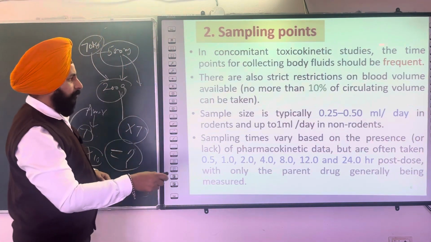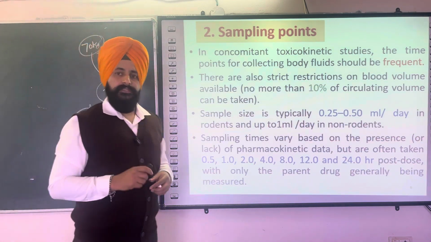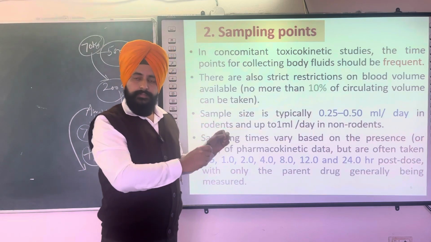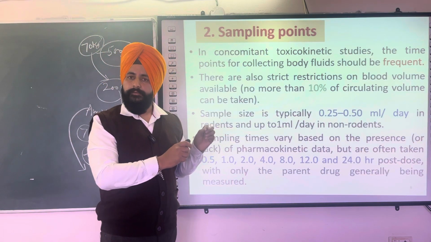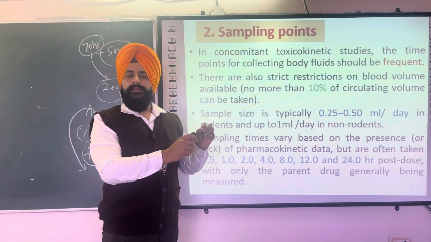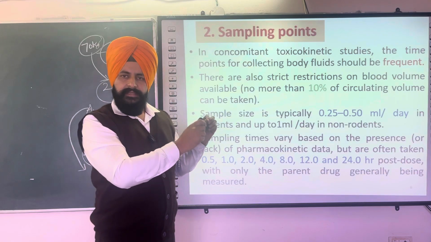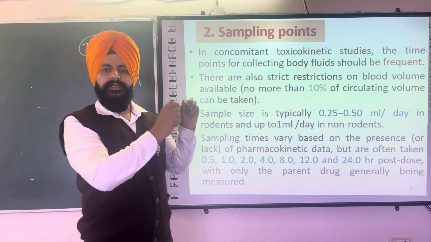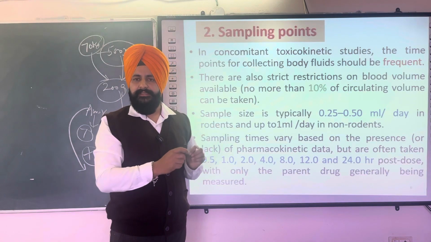So it is very important that you cannot take more than 10% of the total circulating volume. This is also applicable in humans. So suppose you are donating your blood to anyone, if you donate more than 10%, it can cause hypovolemic shock, it can cause hypoxia, it can lead to cardiovascular problems like that.